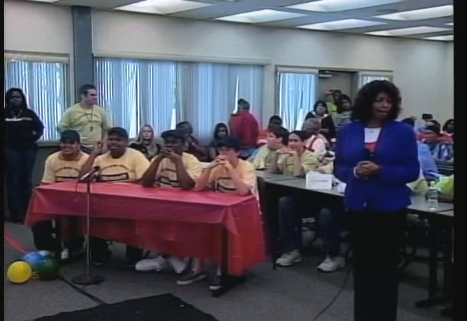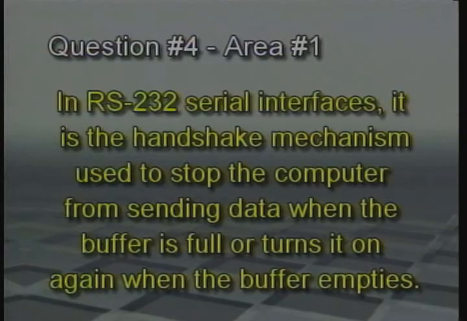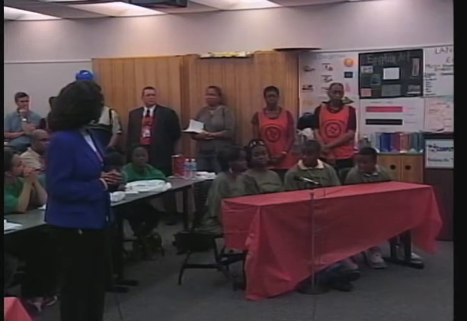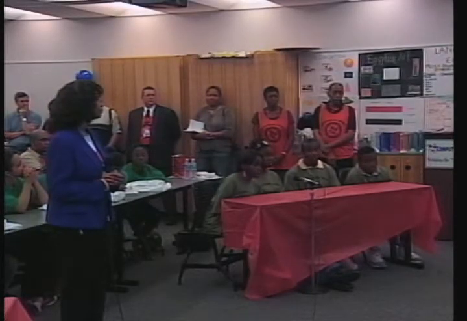Question number 4, back over to INS. In RS-232 serial interfaces, it is the handshake mechanism used to stop the computer from sending data when the buffer is full, or turns it on again when the buffer empties. Is it A, null modem, B, flow control, C, baud rate, or D, DTE, DCE converters? B, flow control. Correct.